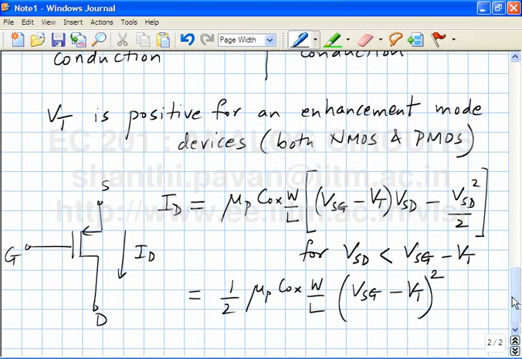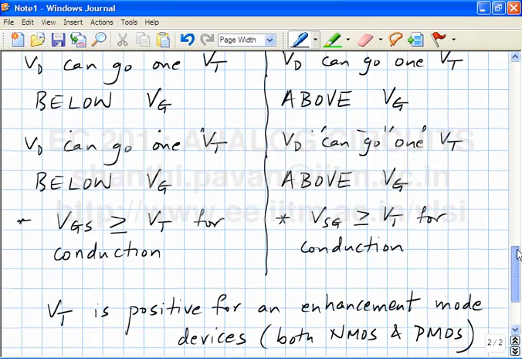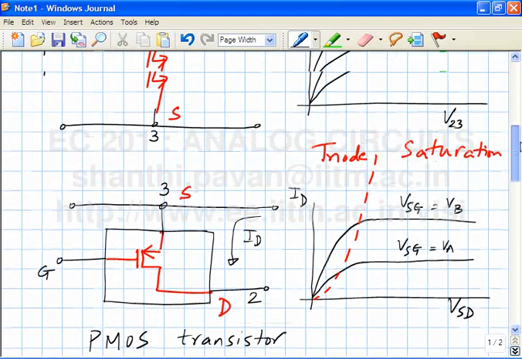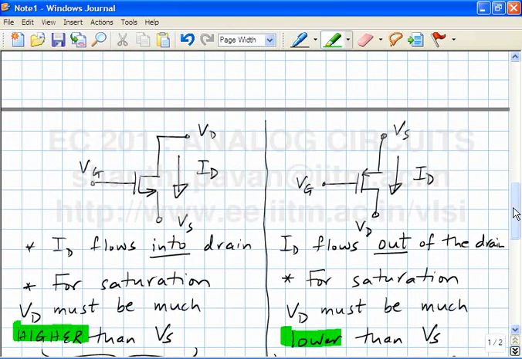So what is the great thing about this? Why is this suddenly a cool thing to have? Please note one thing in both transistors. Whether you have an NMOS transistor or a PMOS transistor, current flows like this in an NMOS transistor, current flows like this in a PMOS device. It's always flowing from a higher potential to a lower potential.